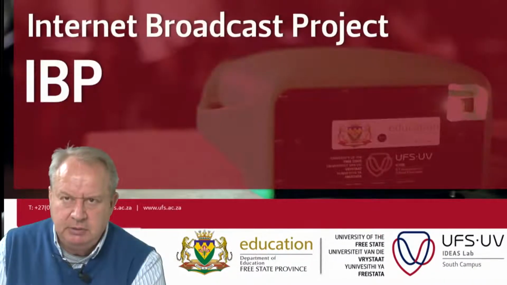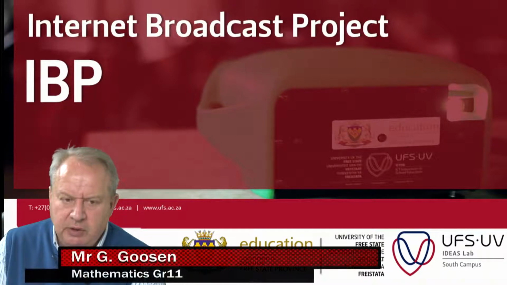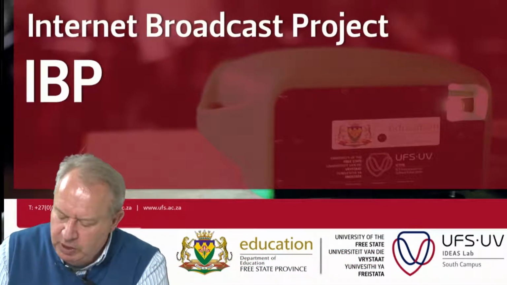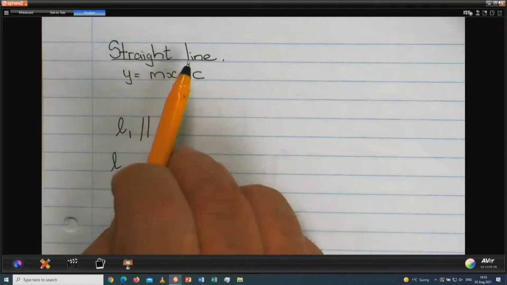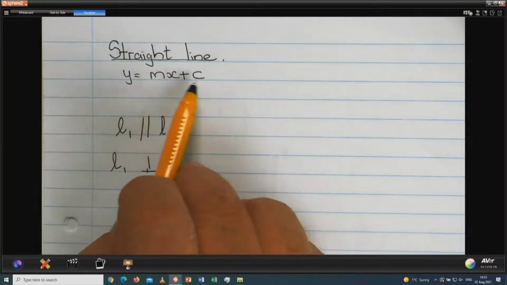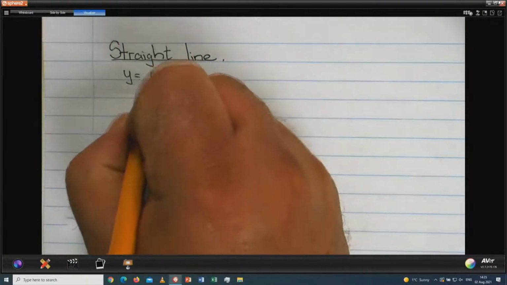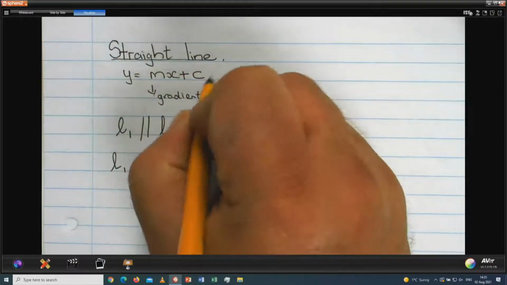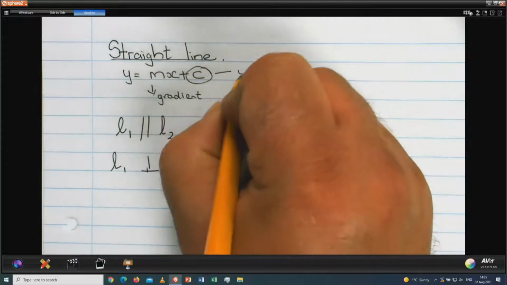Welcome back to the session on functions, grade 11. We have discussed the theory on the parabola. Now we'll discuss the theory of the straight line, and then we'll do past paper questions. Now the general equation of a straight line is given by the formula y is equal to mx plus c. Now m here is the gradient or slope, and c here is your y-intercept.